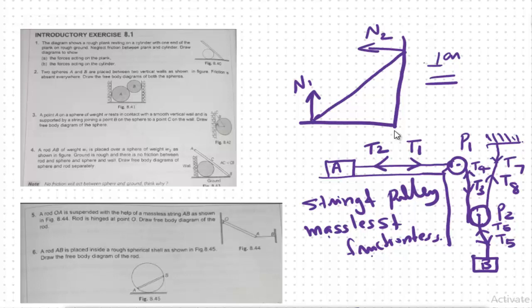But what about T5 and T6? T5 and T6 will be the same as each other. They are not equal to the other forces because they are the forces acting towards the object. So these forces T1, T2, T3, T4, T7, T8 will remain the same if we are considering a massless frictionless pulley. Okay, clear?